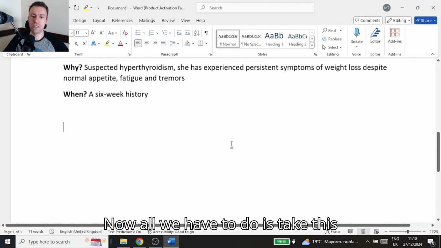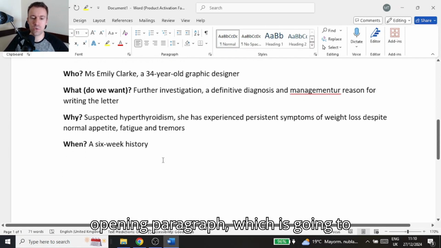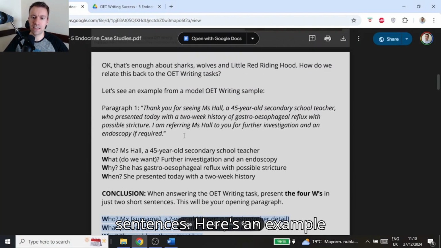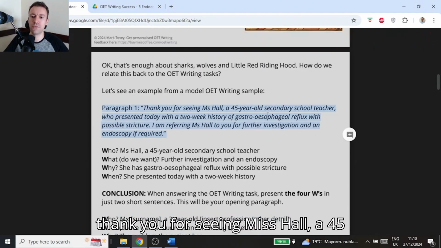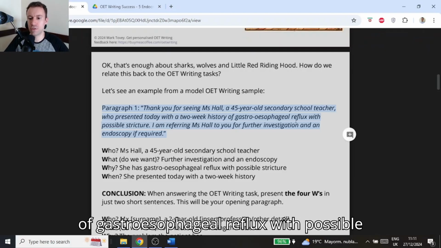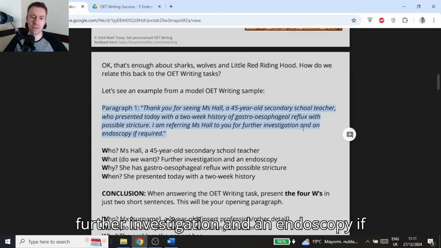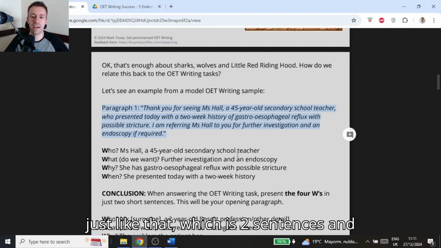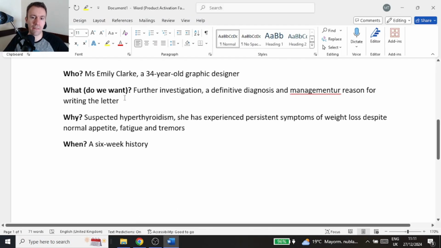Now, all we have to do is take this information, the 4 W's, and turn it into our opening paragraph, which is going to consist of 2 sentences. Here's an example from a model OET letter. It says, "Thank you for seeing Ms. Hall, a 45-year-old secondary school teacher who presented today with a 2-week history of gastroesophageal reflux with possible stricture. I'm referring Ms. Hall to you for further investigation and an endoscopy if required." So we want to write something just like that, which is 2 sentences and which similarly contains the 4 W's, which we've already written above.